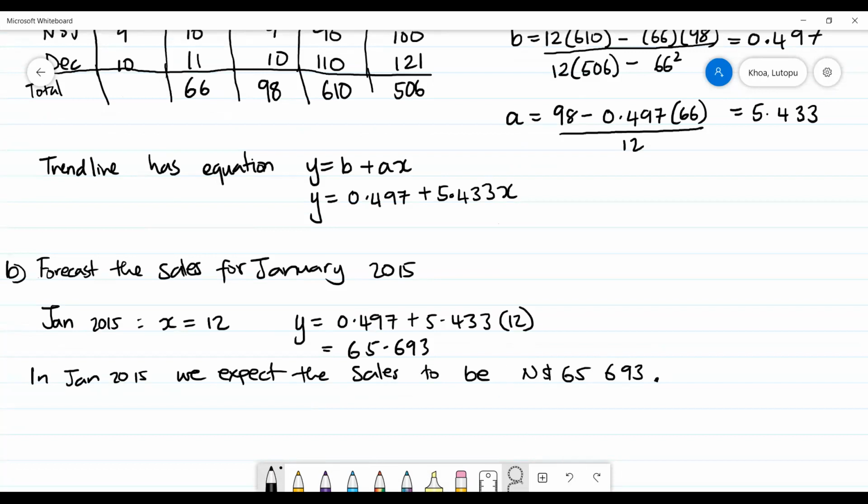Okay, so you can see that this is actually a very good forecasting method. And we can also go in the other direction. Let's say we wanted to see how much we got for, let's say, December 2013. So December 2013, that means we're going back in time.